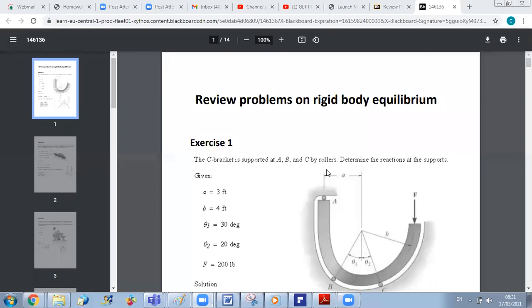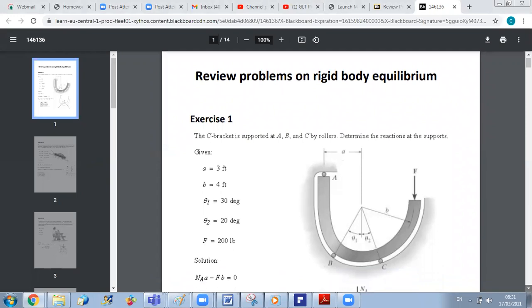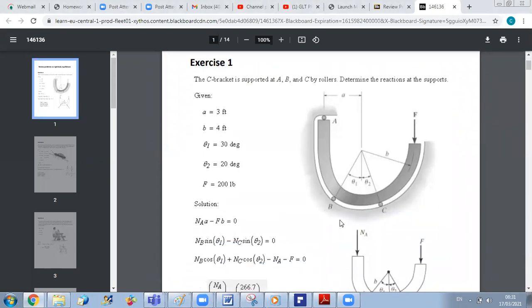Okay, so let us start review problems on rigid body equilibrium. In the first problem, the C bracket is supported at A, B, and C by rollers. Determine the reactions at the supports.